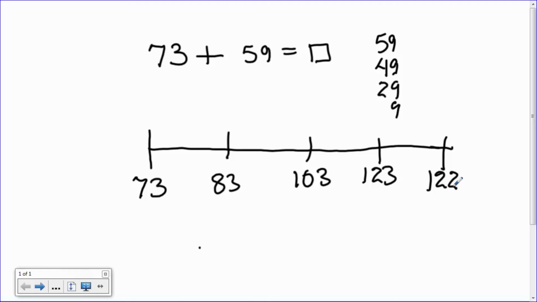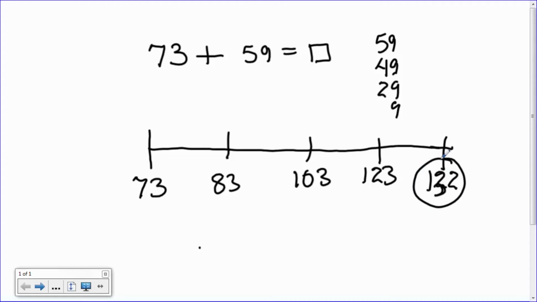73, add 10, that's down to 49, that gives me 83. Add 20, that's down to 29, that gives me 103. Add 20 more, that's 123. Oh, when I added the 10, it doesn't give me 122, it gives me 132. So if I added 10 to 123, it would give me 133, but I really only added 9, so I have to back up 1 to get 132.